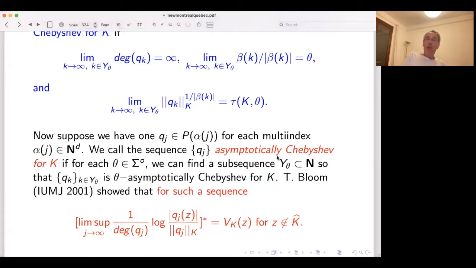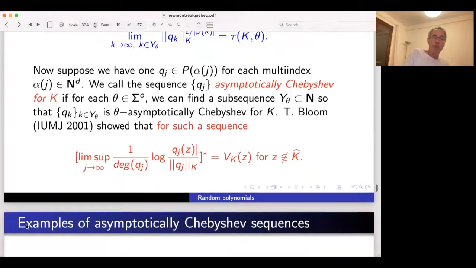If you take an asymptotically Chebyshev sequence for the compact set K, and you form this sequence of subharmonic functions, 1 over degree times the log of the modulus of the normalized version of the q sub k's divided by their sup norms, then that lim sup, when you regularize, equals the extremal function v sub K outside of the polynomial hull of the compact set. So you get the same type of conclusion as you have in the one variable setting. I'll say something about the proof here, but I think I should also give you, along with the collection of all the Chebyshev polynomials, other examples of asymptotically Chebyshev sequences for K.